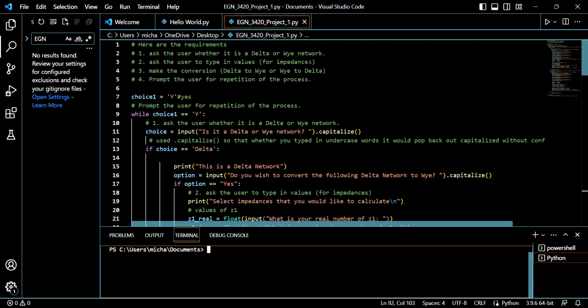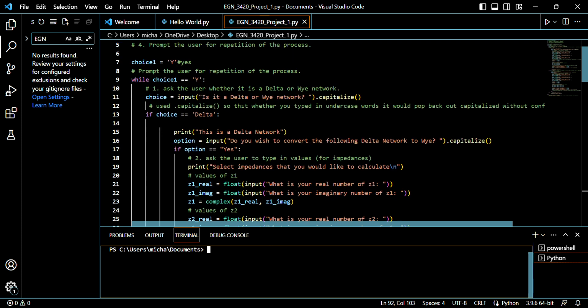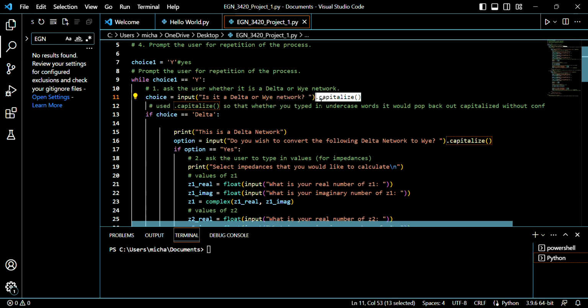This is my project for my EGN 3420 class. For this project, we had to do a delta Y network conversion. We were asked whether it is a delta or Y network, as well as typing in the values, and then making the conversion, whether from delta to Y or Y to delta, and then prompting the user for repetition of the process.